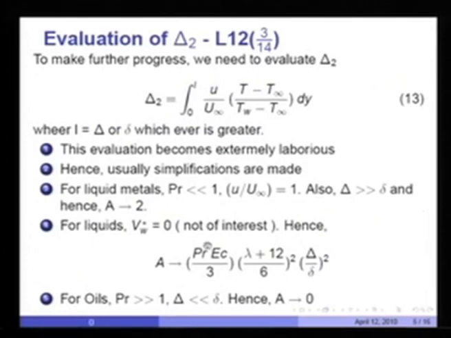It would read as Prandtl E c by 3 lambda plus 12 by 6 and square into delta by delta whole square. And if I were to consider oils in particular, for which Prandtl number is very much greater than 1, then delta by delta would be much smaller than 1, and therefore, A would practically tend to 0. So, one can make such assumptions to simplify this evaluation of the integral.